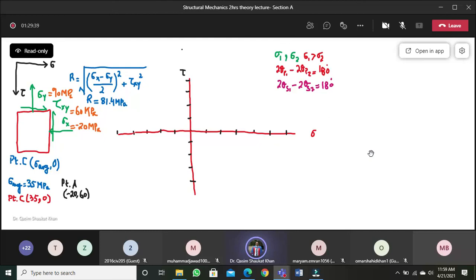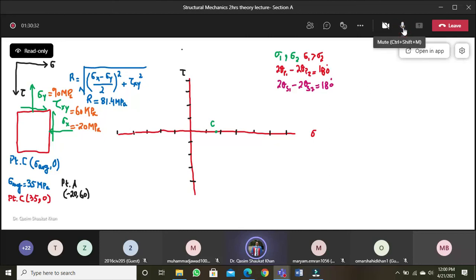First I have to locate my average point. The average point is 35 megapascals average stress, and the coordinates of point C are 35 and 0. This is 20, this is 40, so 35 will be somewhere here. Agree? So this is our average stress, and on the shear stress axis it is 0. So this is my point C. Is this point clear?